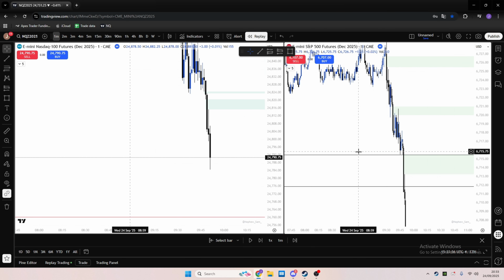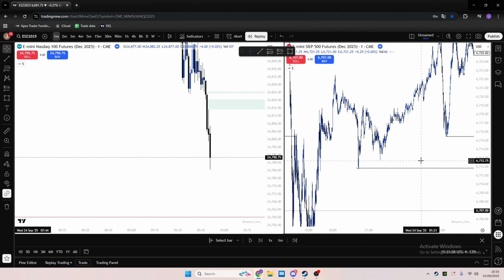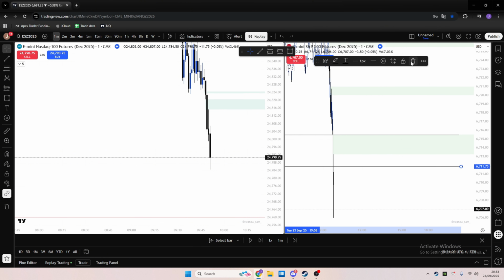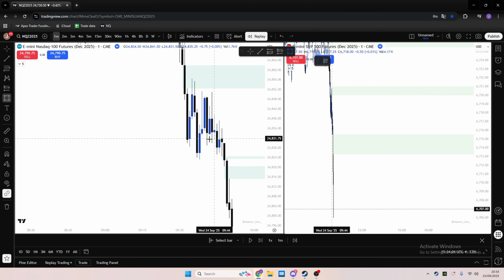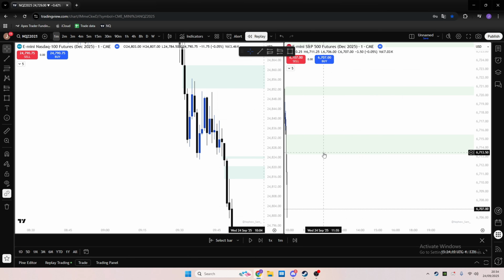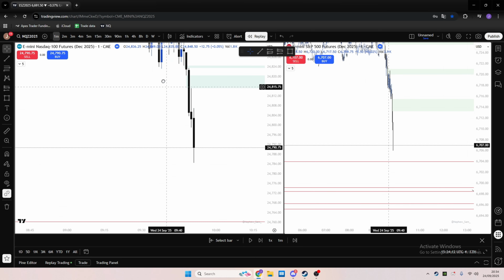Nasdaq sweeps Asia lows, and ES sweeps Asia lows as well. So these are draws on liquidity that we could target. There was a nice 30-second that happened around here, something like that. And it worked really well. Unfortunately, it was a break even, so it clearly didn't work that well.